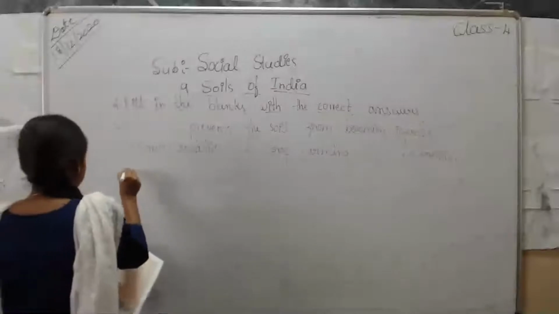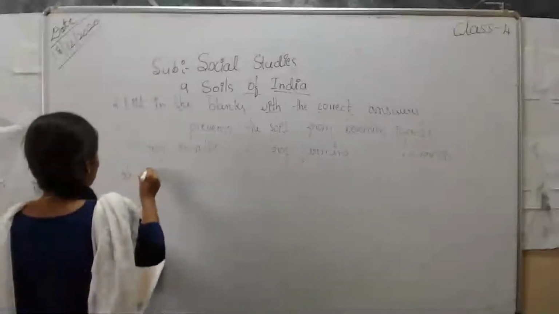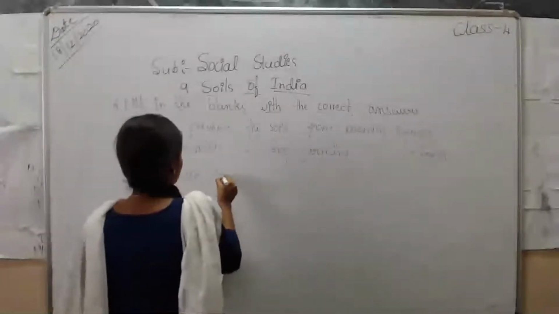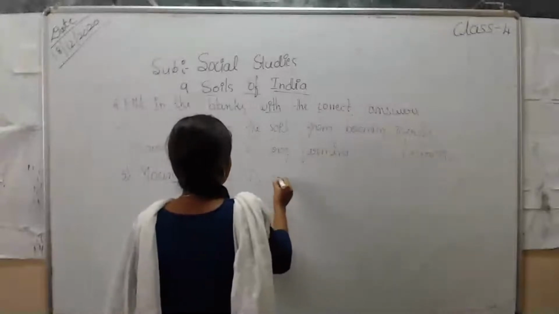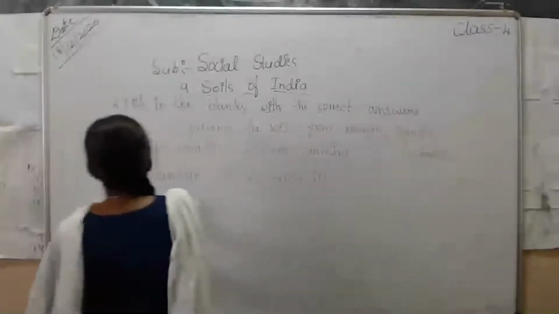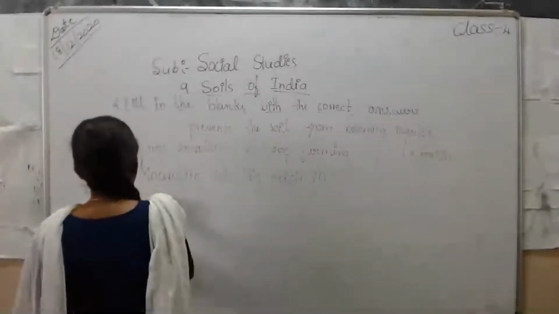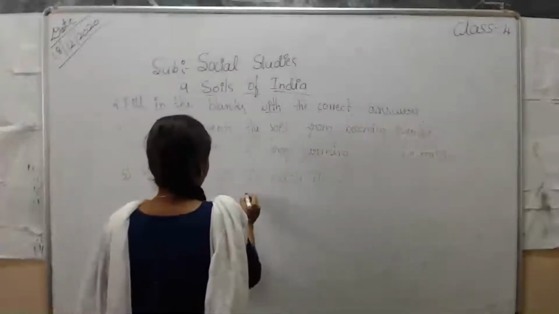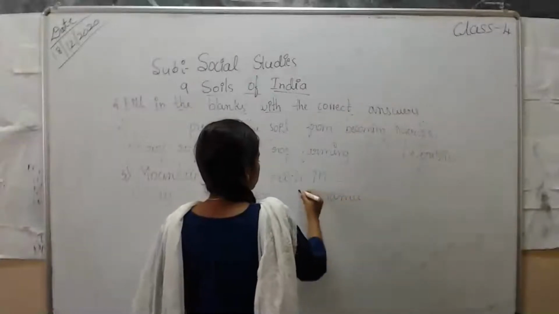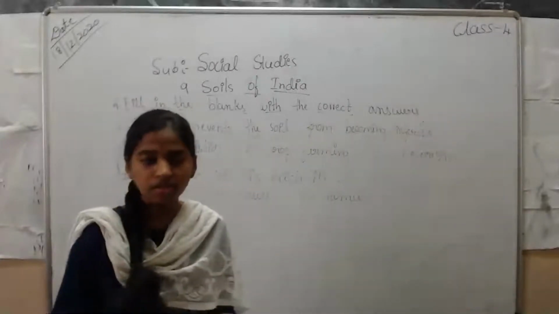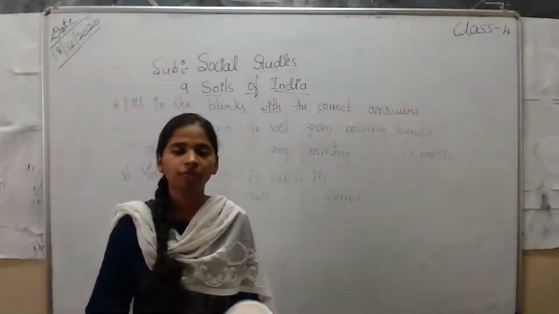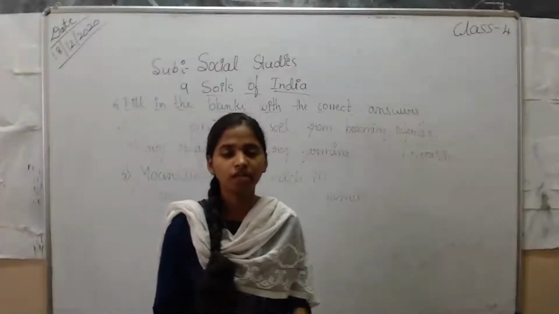Then the fifth one, mountain soil is rich in dash. First one, clay. Option B, lava. Option C is humus. So humus is the right answer. Mountain soil contains humus. Humus is the black or brown material from decayed animals as well as plants.